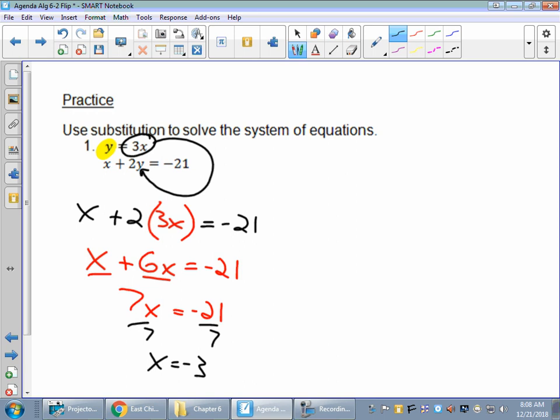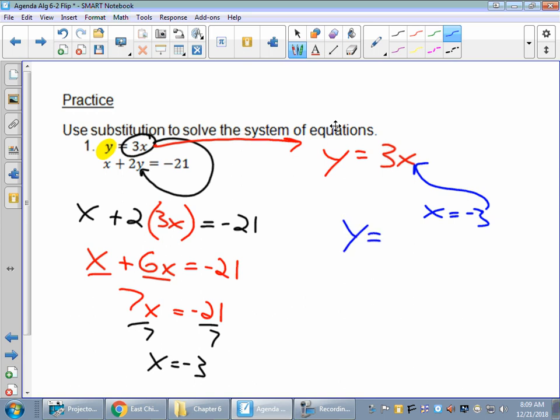Okay, so now that I know what the x is, I can plug it back in to this equation here. So I'm going to take this equation over here and say y equals 3x to solve for y. And I could use either equation, but this one's pretty easy because it's already in y equals form. So now I'm basically saying I'm going to substitute my x value, which I know is negative 3, in here, so it's a double substitution part. So now I've got y equals 3 times negative 3, which then y would equal negative 9.